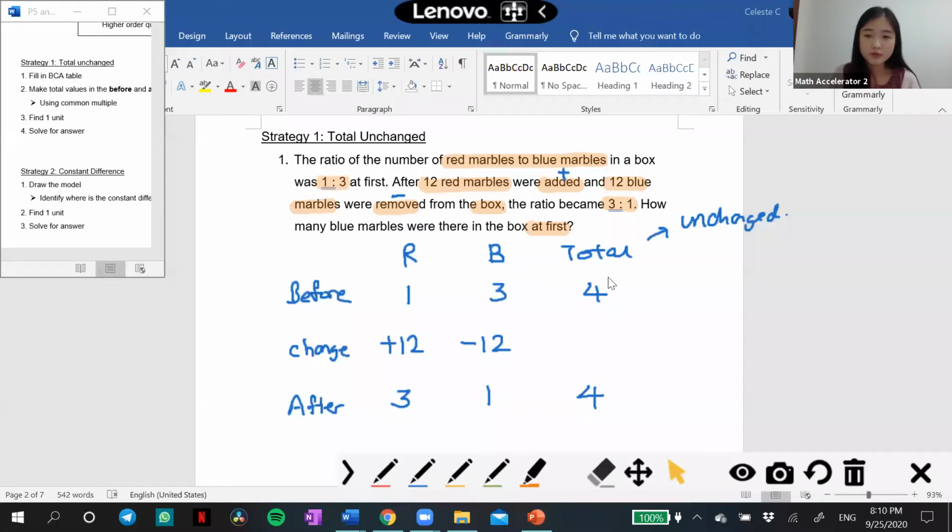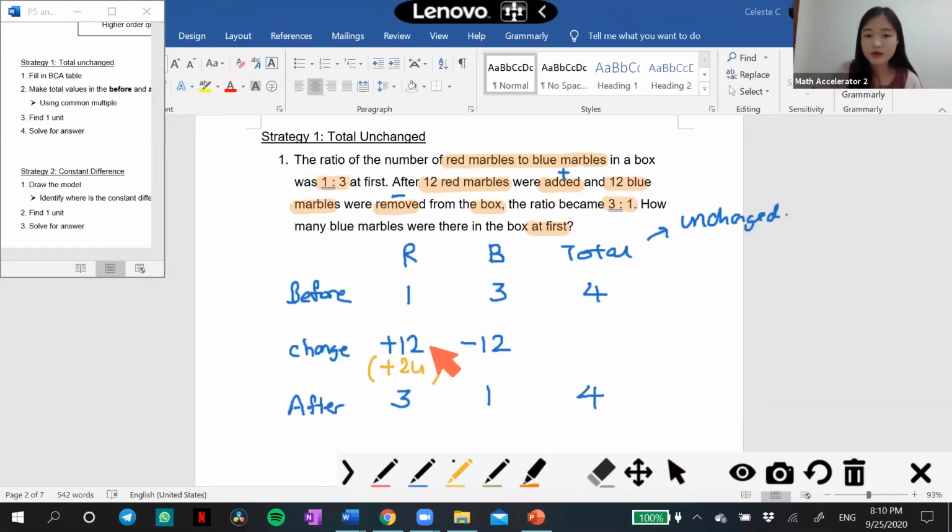Yes, you don't need to, because it's already equivalent. So what do we do? Compare before and after. What happened? From 1 unit, the red ended up with 3 units at the end. So how many units were added? From 1 unit, you need to add 2 units to get to 3.